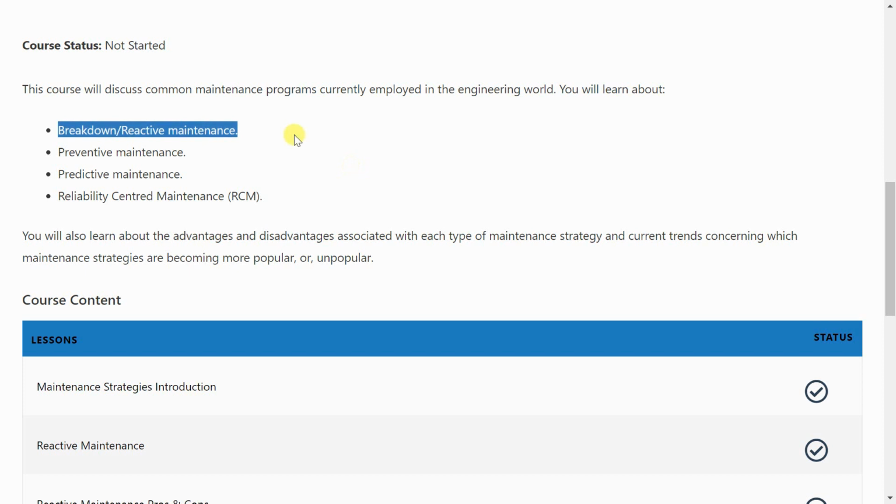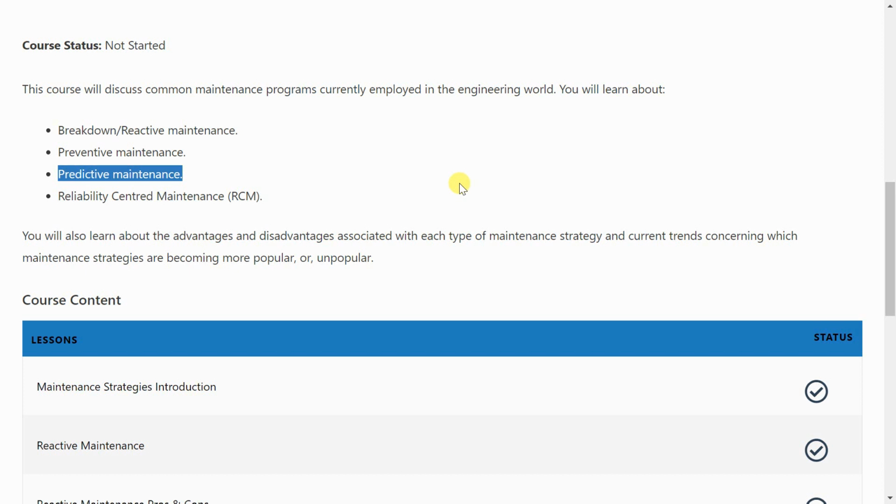So breakdown maintenance, this is the run it until it breaks or run it to destruction mentality. You'll literally install it and then it will run until it fails. Preventive maintenance, also called scheduled maintenance or periodic maintenance, that's where you will go in and maintain the machine periodically based on the number of service hours or a set period of time, such as 6 months or 12 months, and you'll perform certain maintenance tasks in order that you reduce the probability of failure. So that's preventive maintenance.